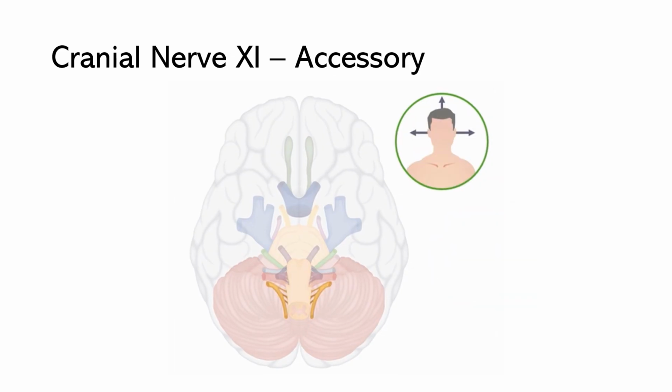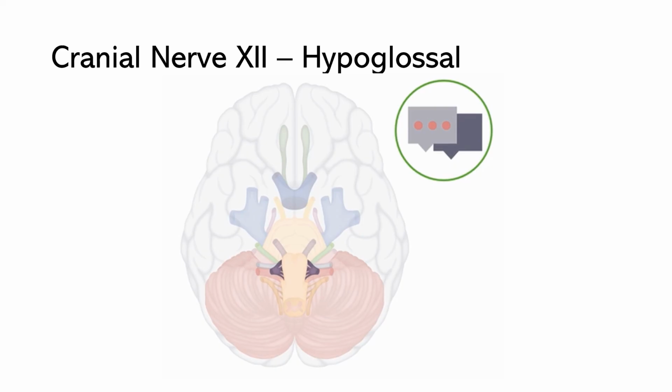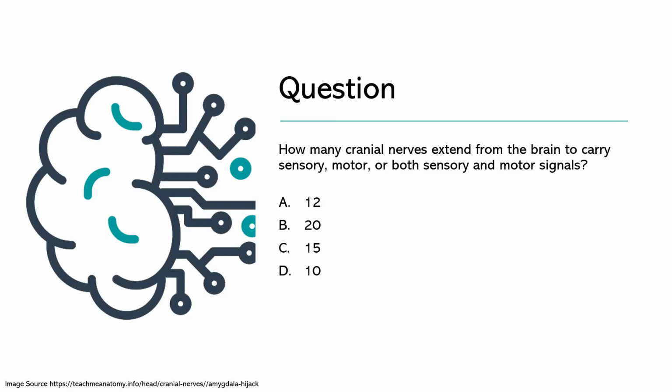Cranial nerve 11 is our accessory nerve. This is a motor nerve that is responsible for movement of your head. And our final cranial nerve 12 is our hypoglossal nerve. This is also a motor nerve that is responsible for the muscles that control speech, as well as manipulation of food in the mouth and swallowing.